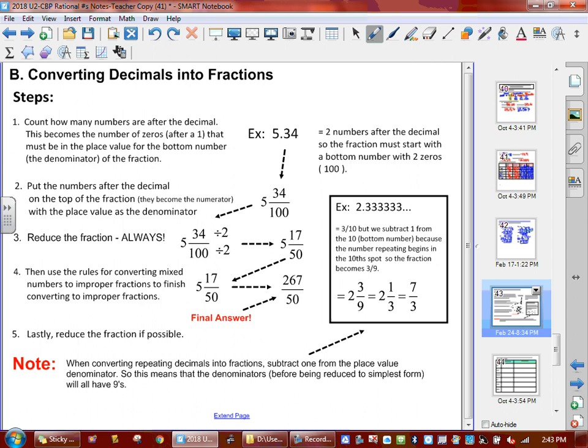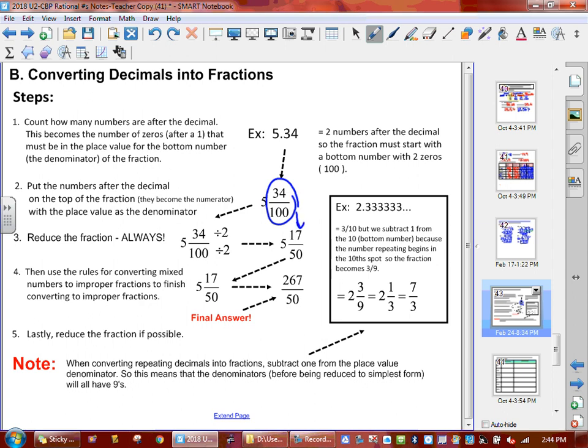So it says 5.34. I'm noticing there's two numbers after the decimal. So the fraction must start with a bottom number of 100 with two zeros. Okay, it's always a 1 with however many zeros. So I know my bottom number is 100. Now what I do is I reduce the fraction. Otherwise you're going to get tons of big numbers. So we reduce the fraction. That's our step here. We divide it by 2. That's how we reduce our fraction.